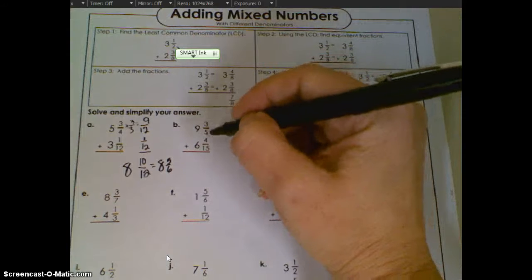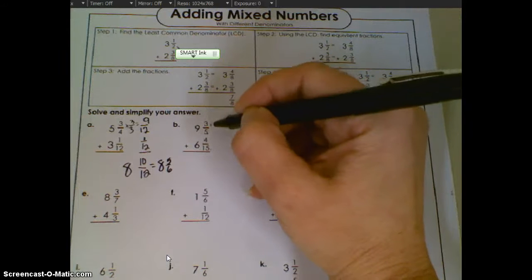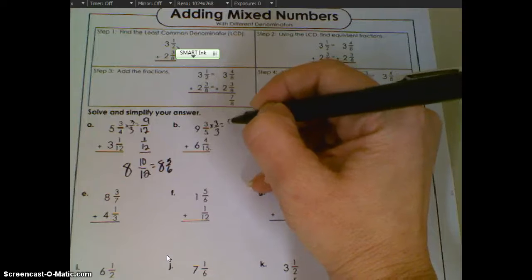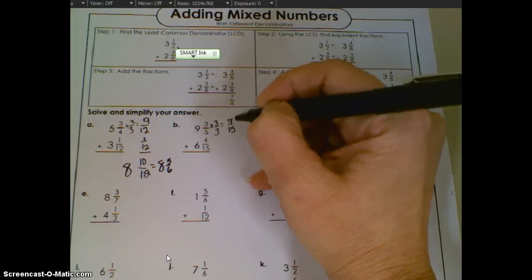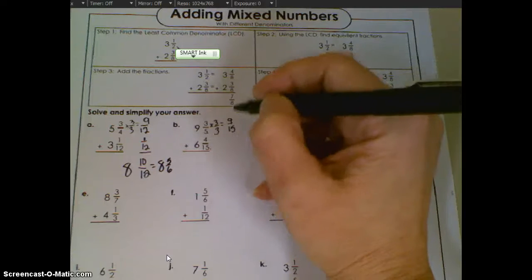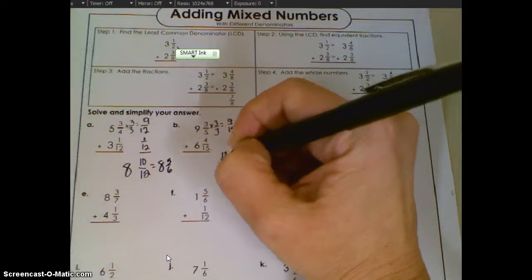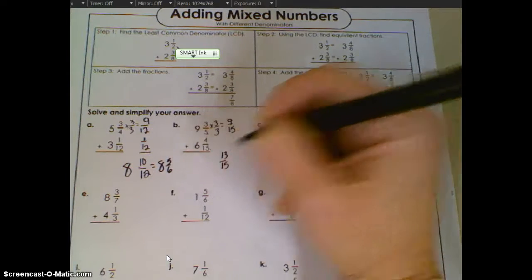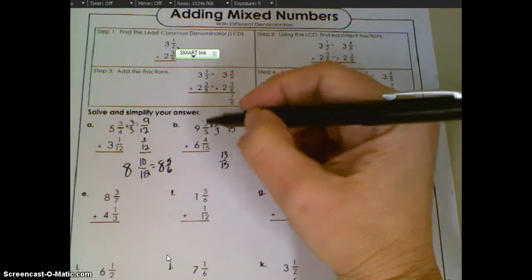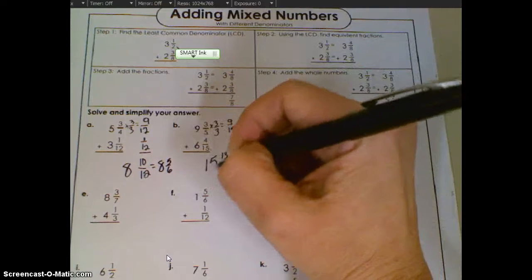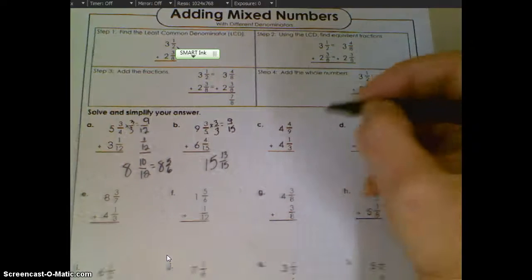Again, we're looking for a common denominator between 5 and 15. Multiply it by 3 over 3. Some of you are probably getting so good at this, you're doing it mentally. 9 fifteenths. 9 plus 4 is 13. So we've got 13 fifteenths. 13 is prime. You won't be able to reduce that number. Add our whole number. 9 plus 6, and we get 15 and 13 fifteenths.